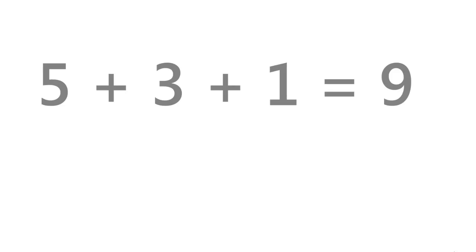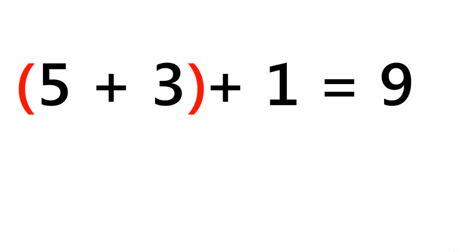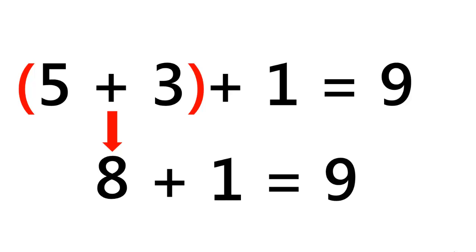If we group addends in an addition problem, the sum will be the same. For example, 5 plus 3 plus 1 equals 9. If we change the equation by grouping the 5 and 3 together, the answer is the same. 5 and 3 gives us 8, plus 1 equals 9.